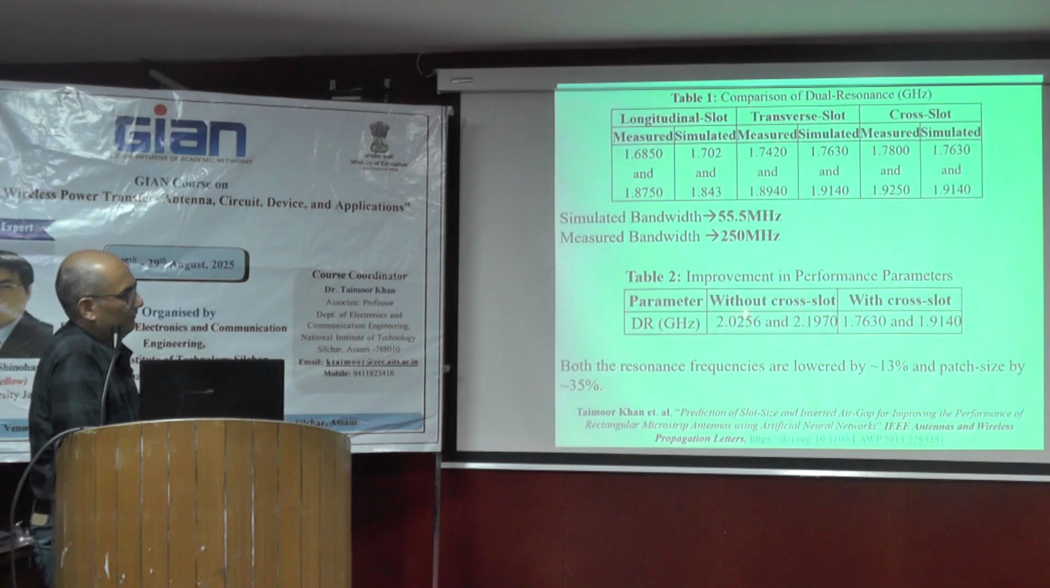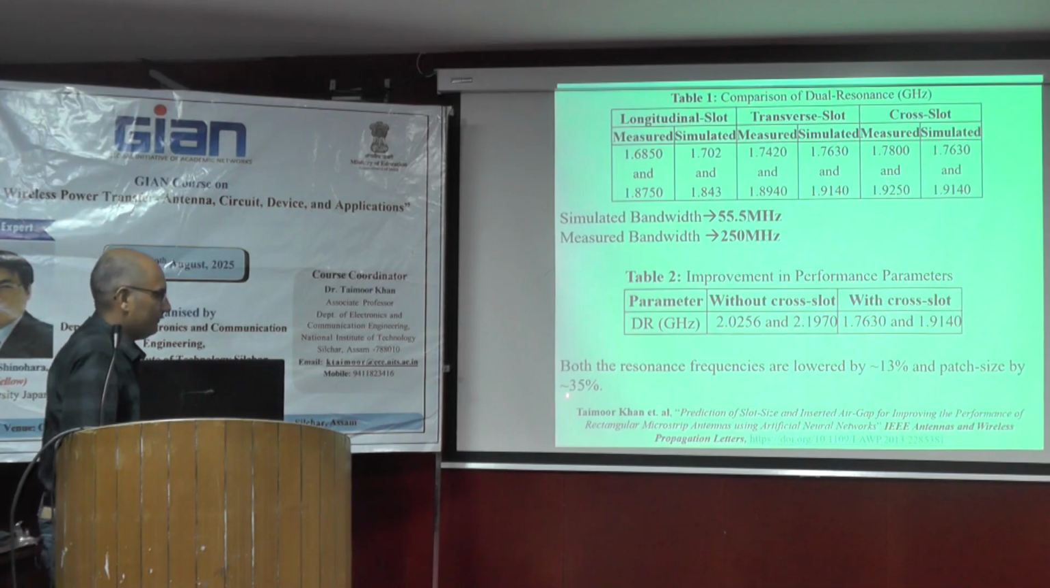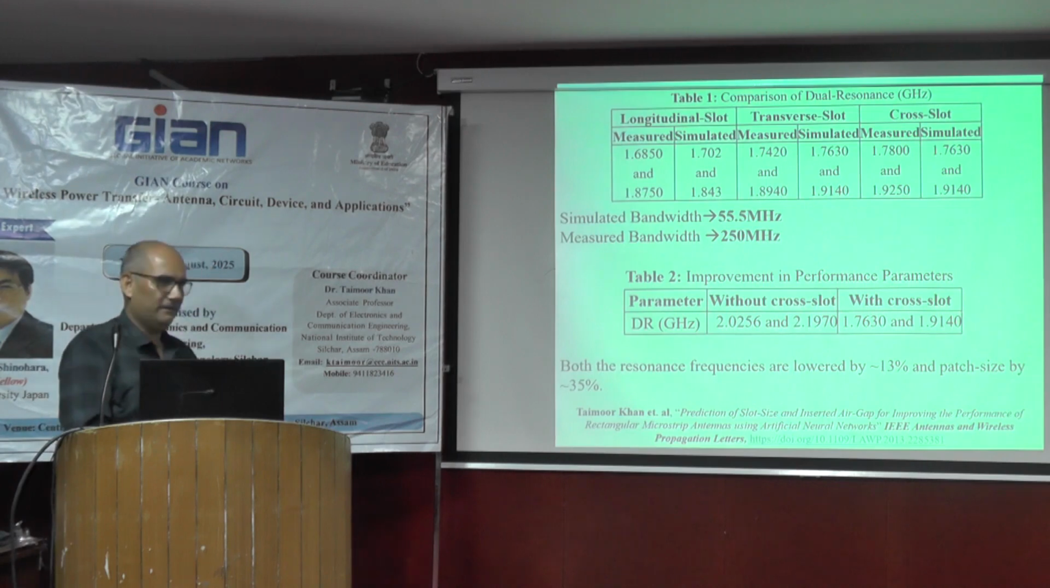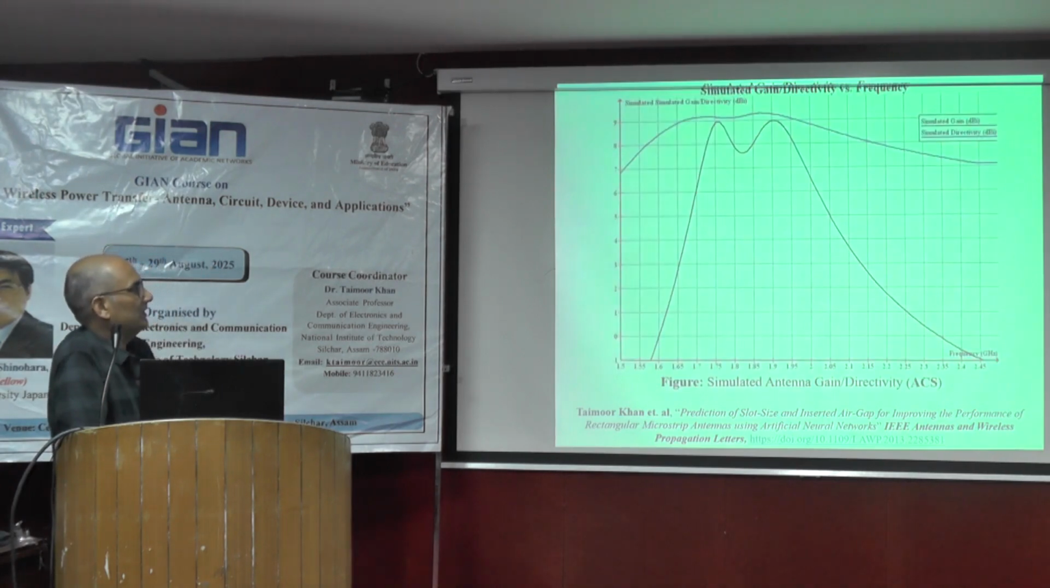Dual resonance without slot is 2.0, and with the cross slot it is that one. It means you are getting compactness in the structure: both the frequencies are lowered by 13%, which creates a compactness of 35%. Here is the gain and directivity performance corresponding to these points. This was the first resonance and the second resonance.